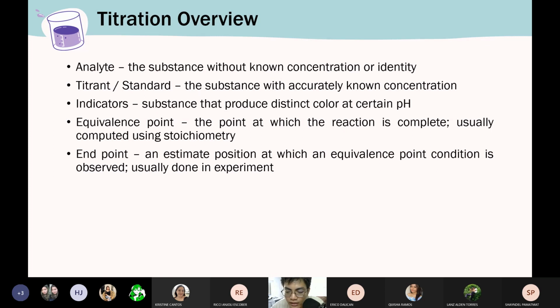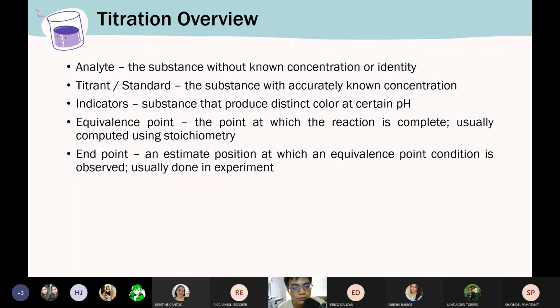Indicators. Pag sinabi natin indicators, these are chemicals that produce color at certain pH. And they often indicate the end of the reaction. Okay? So, kunwari, nag-pink na yung phenolphthalein, ibig sabihin nun, tapos na yung titration mo. Okay? So, you can do your calculations now.